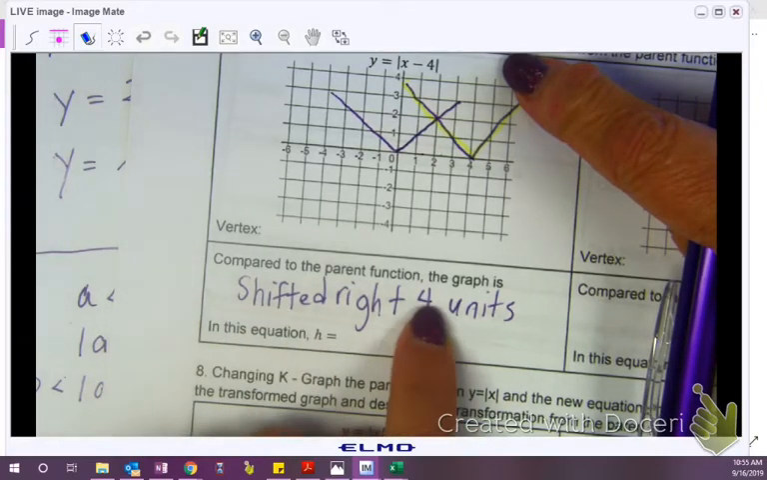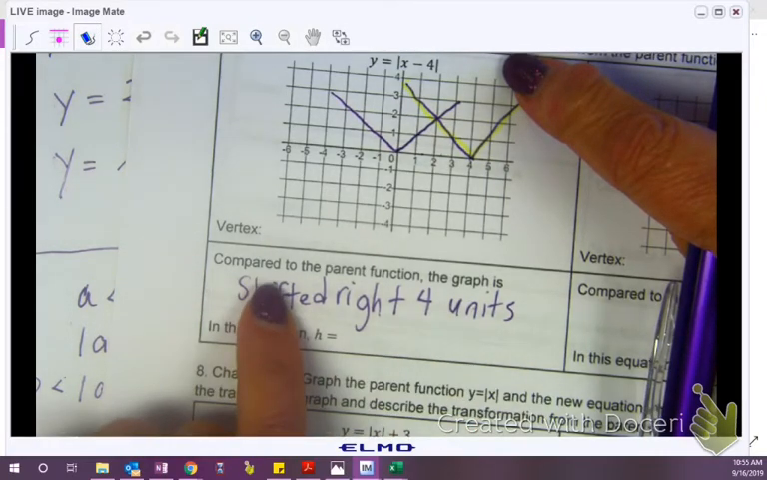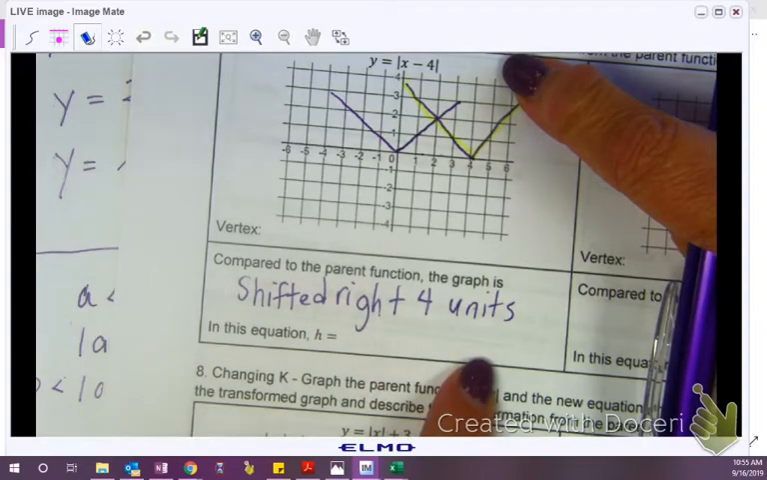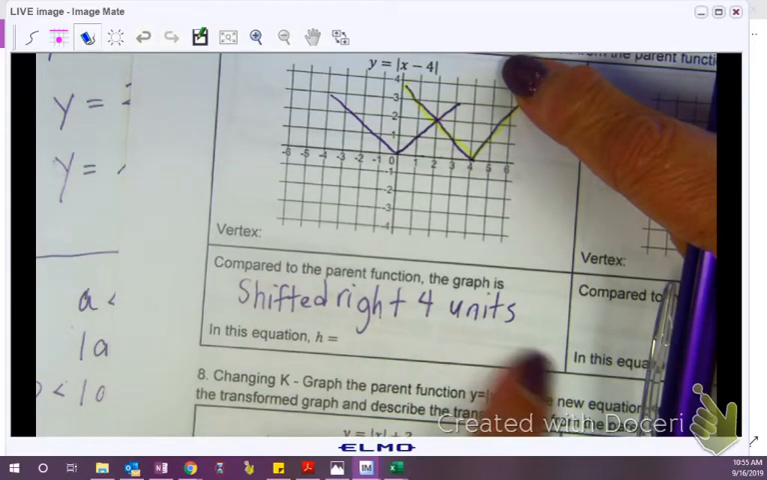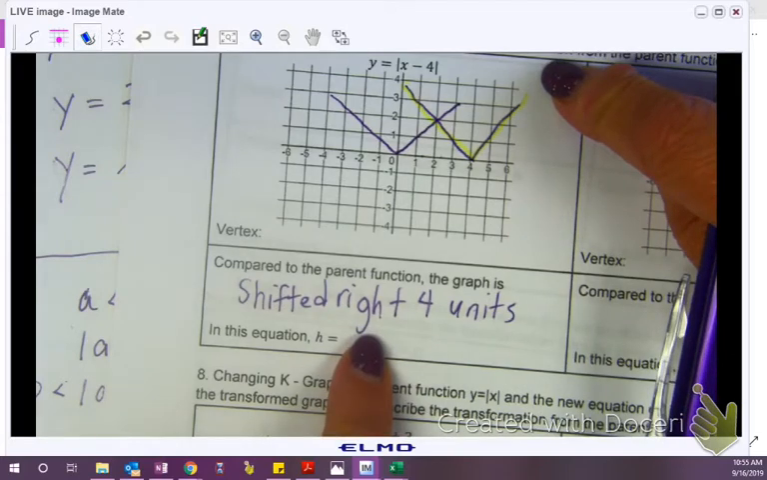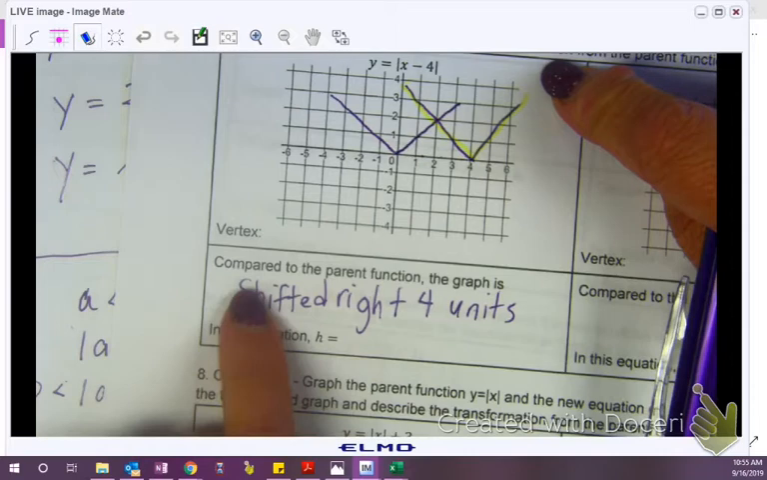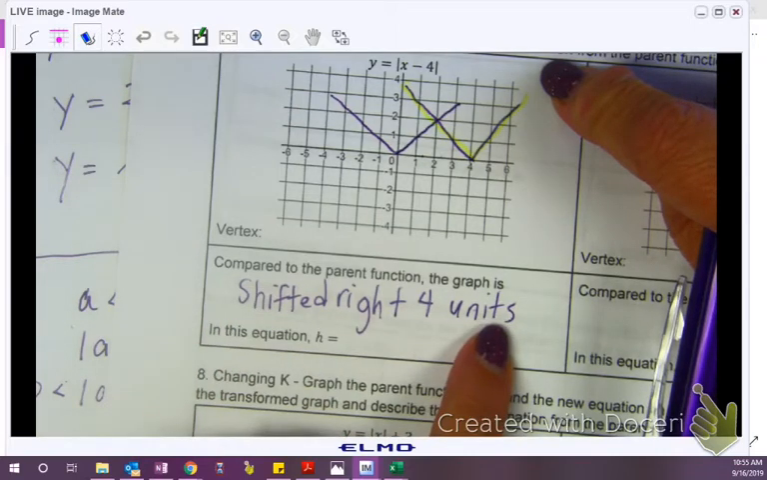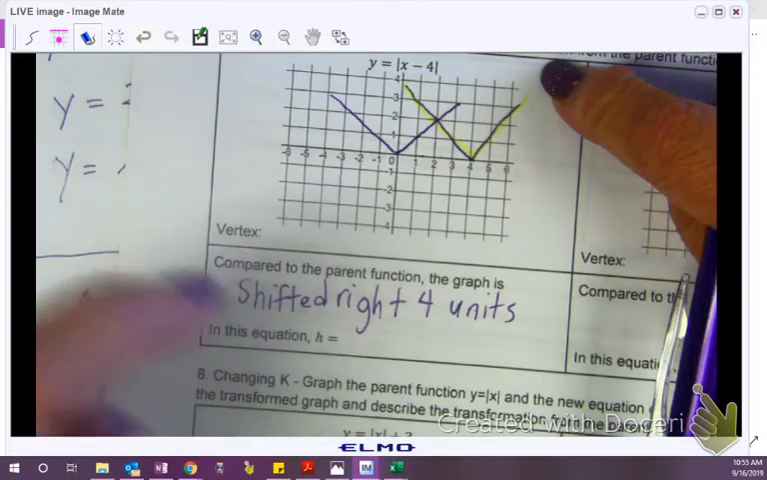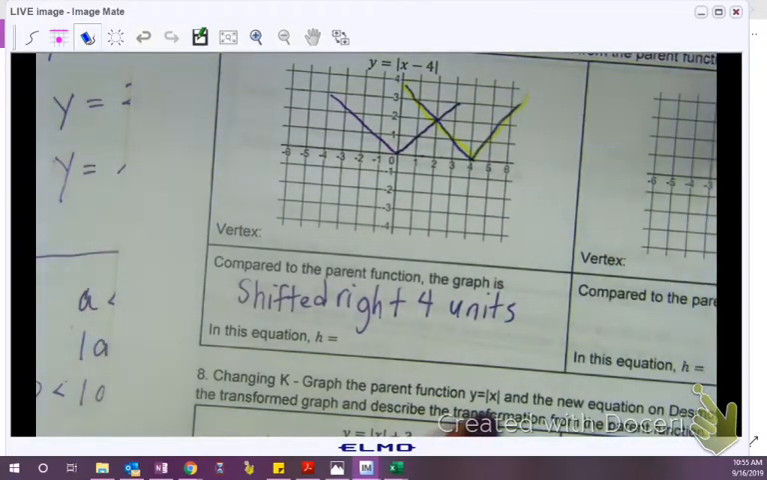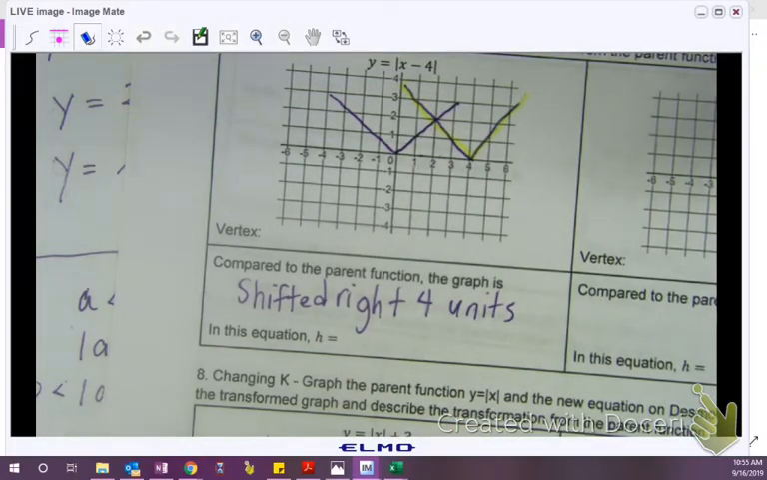Shifted right 4 units. If you just say shifted or shifted right, but don't tell me the units, that's not enough. If you just tell me it's shifted 4 units, but you don't tell me if it's left or right, that is not enough. Right? You have to tell me all of these words, or you lose points. So you're going to do that for the other 3 on this page.